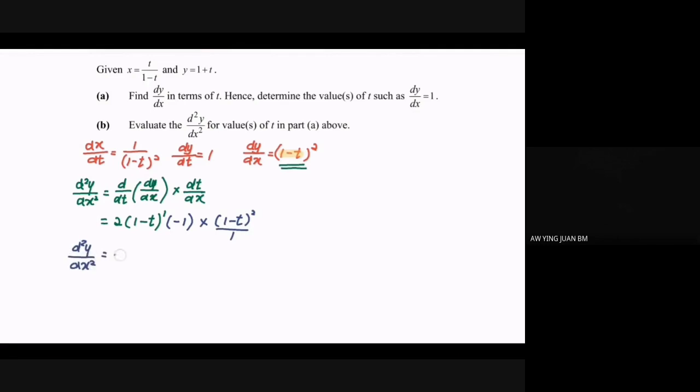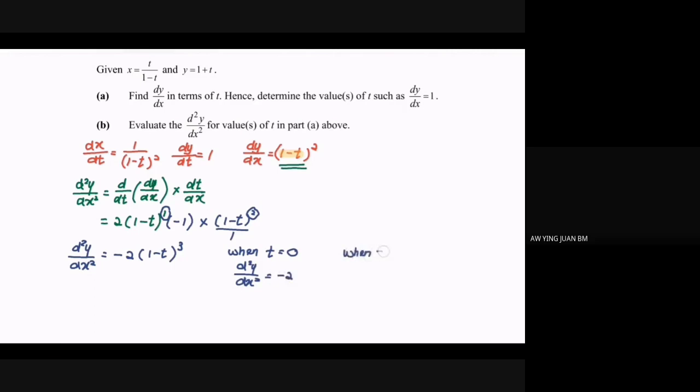Finally, we have the second derivative equal to negative 2 bracket 1 minus t to the power of 3, because by using the law of indices, 1 plus 2 will be equal to 3. So now we are going to find the value of the second derivative at t in part A. First, when t is equal to 0, if we substitute the value of t, we will have the second derivative equal to negative 2.